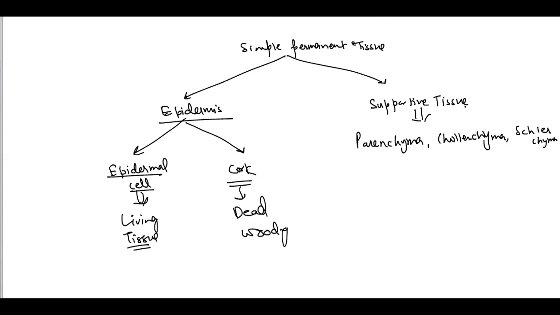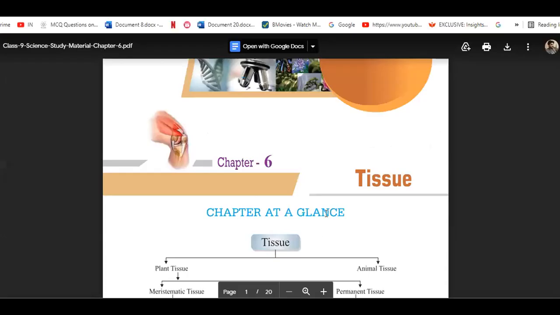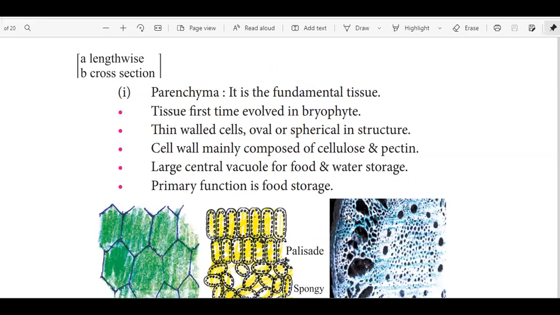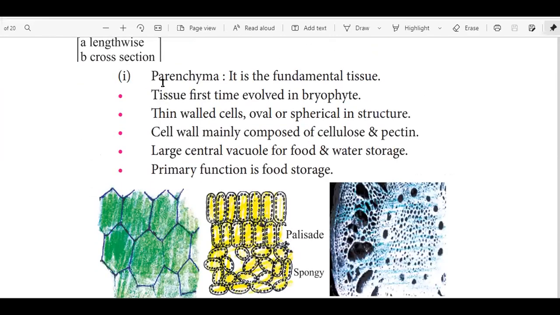So let's talk about these one by one. Here we are talking about the parenchyma tissue. Parenchyma tissues play a very important role in the storage of food. They are living cells. All parenchyma are living cells. They generally don't have space between them. Generally, they are fixed and have different shapes.